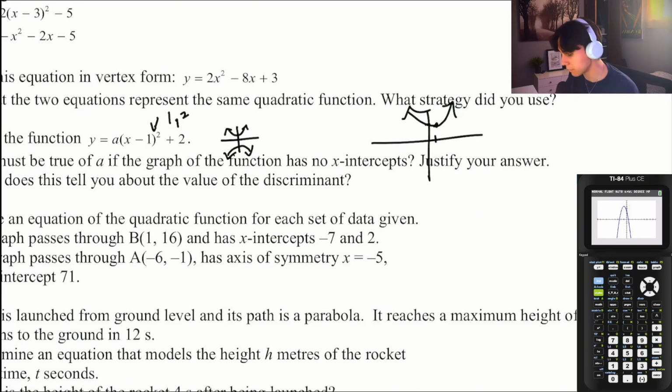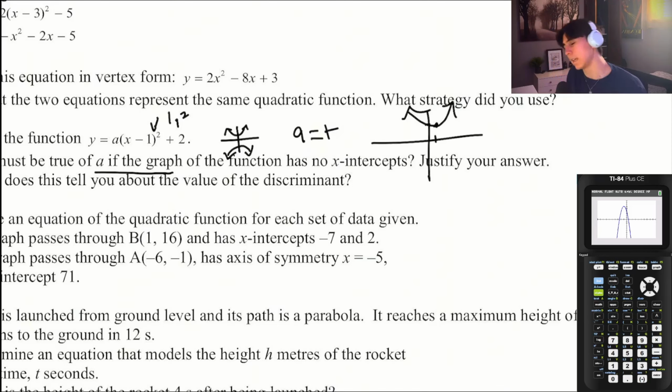And what does that mean for the a value, right? Because we're asking what has to be true of the a value. That means the a value has to be a positive number. Because remember, when a is positive, then we have our parabola which opens upwards. And when a is negative, we have the parabola which opens downwards and creates a maximum, whereas this one creates a minimum. So we want a minimum at our vertex. So a has to be positive.